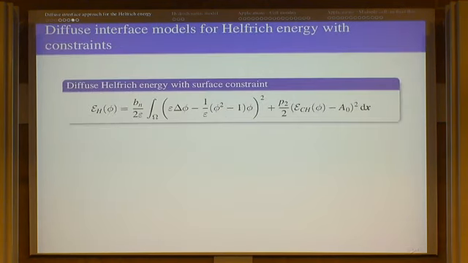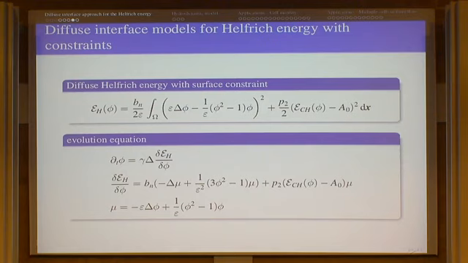Okay, and then we can write down again this diffuse Helfrich energy with our surface constraints, and then the evolution equation looks like this.